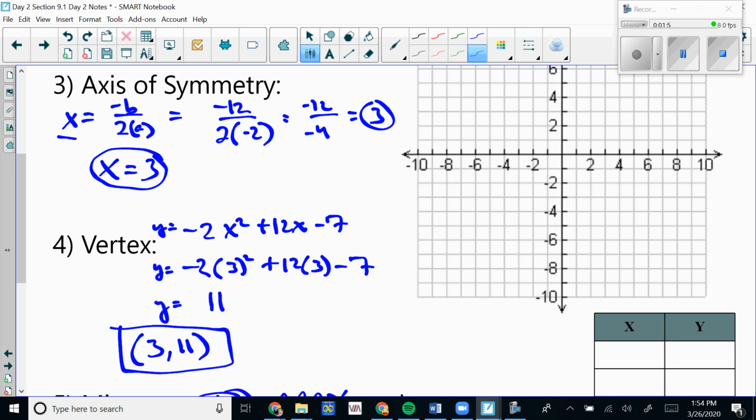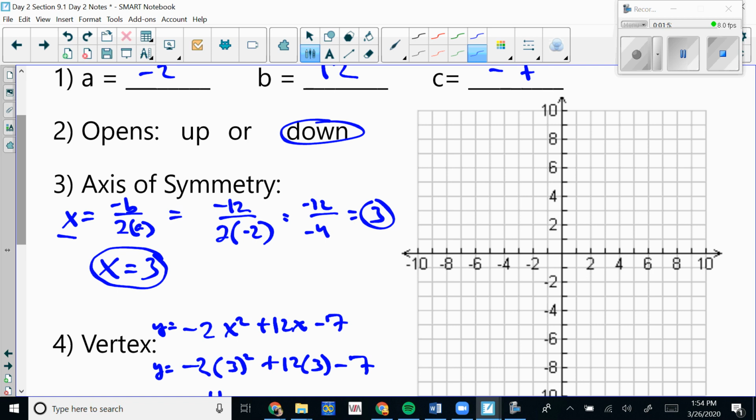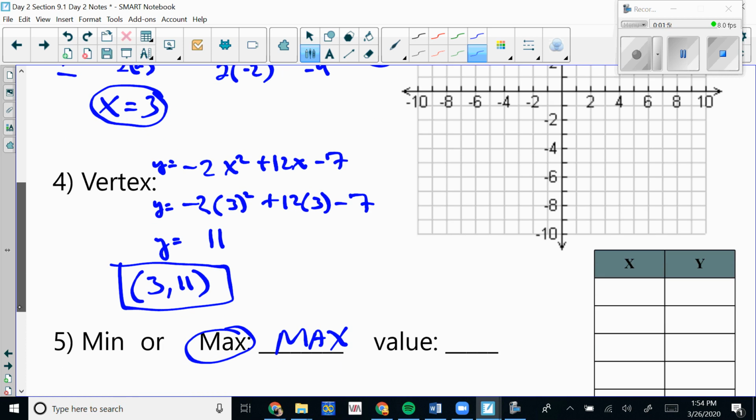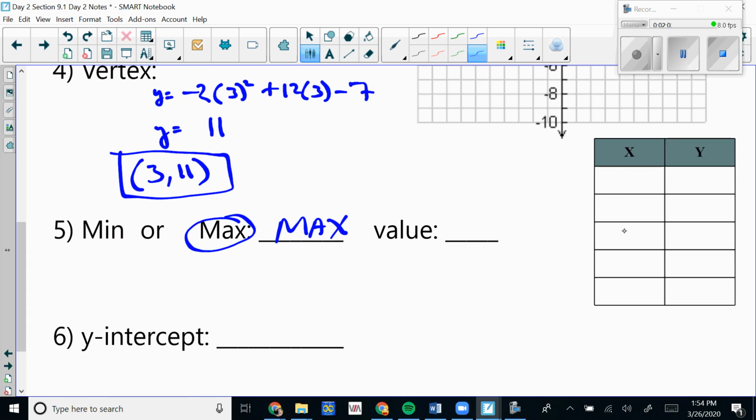If I were to graph that on my graph over here, (3, 11), it's going to be way up, even off the graph a little bit. And that's okay, we'll come back to it. The other thing I want to do is put it in the middle of my table, (3, 11), right here. And then I want 2 numbers less than 3, so 2 and 1, and 2 numbers greater than 3, so 4 and 5. And we're going to plug those values in the calculator for x as well.